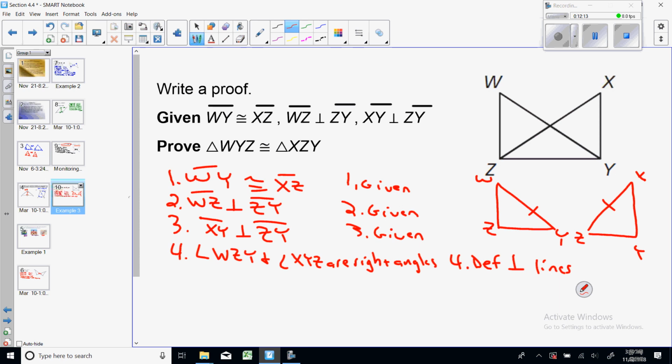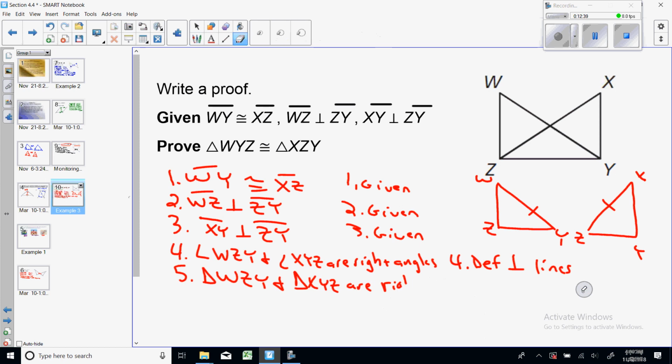Now, here's the part that's kind of important. In the proofs that we've done previously, we've needed to state that those angles were congruent, but that's not necessarily true. Once you know that you've got right angles, now you can state that triangle WZY and triangle XYZ are right triangles. Because if they've got a right angle in them, they're a right triangle. And that is the definition of a right triangle.